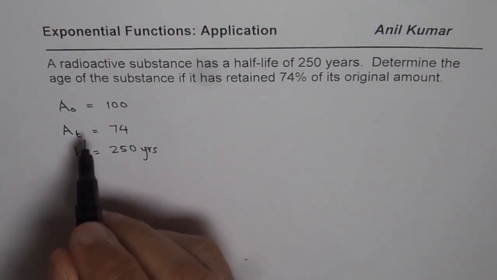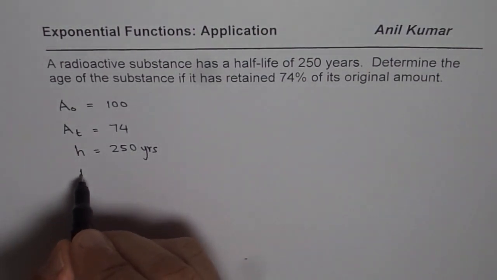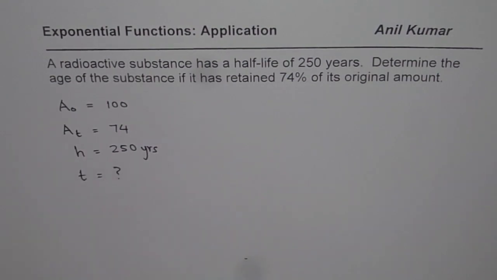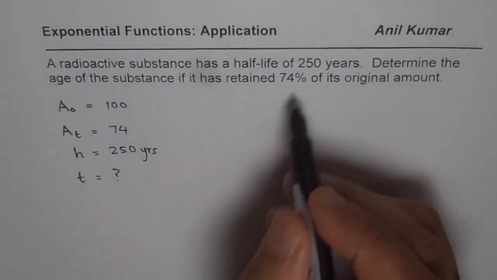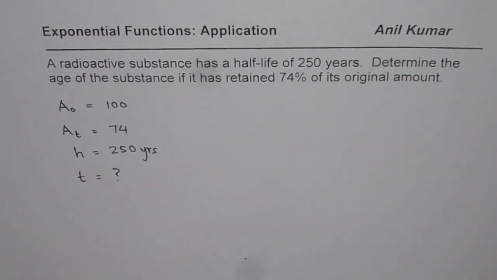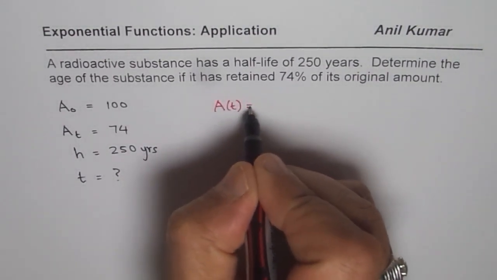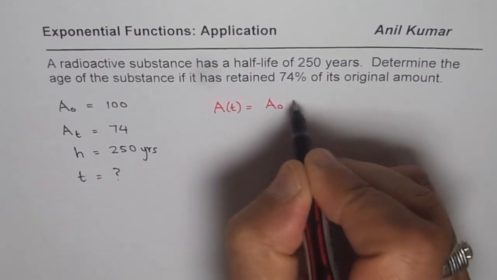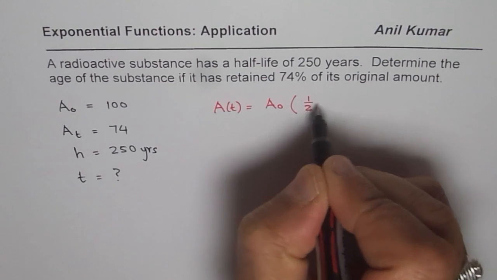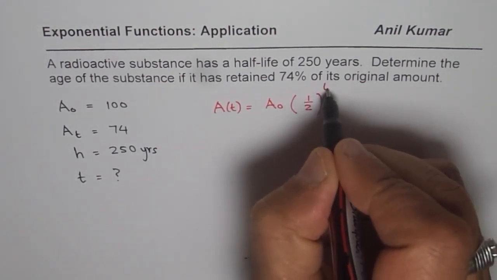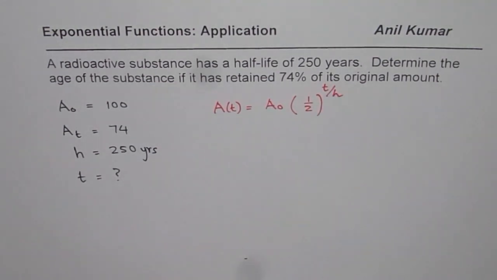So age means for how long it was there. So that is the time t that is required. So that is what the question is all about. Now, whenever half-life is given to us, we can write the equation in the form of A with respect to time is equal to the initial amount times half to the power of t over half-life. That is the equation which we should use.